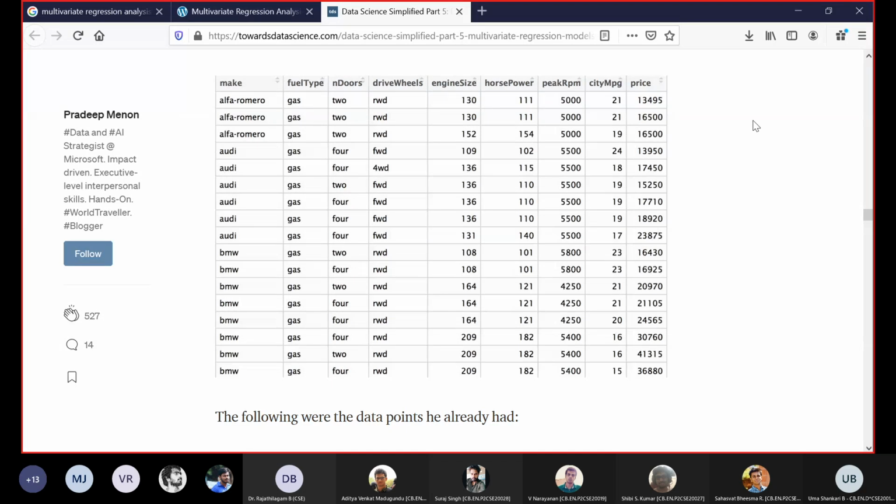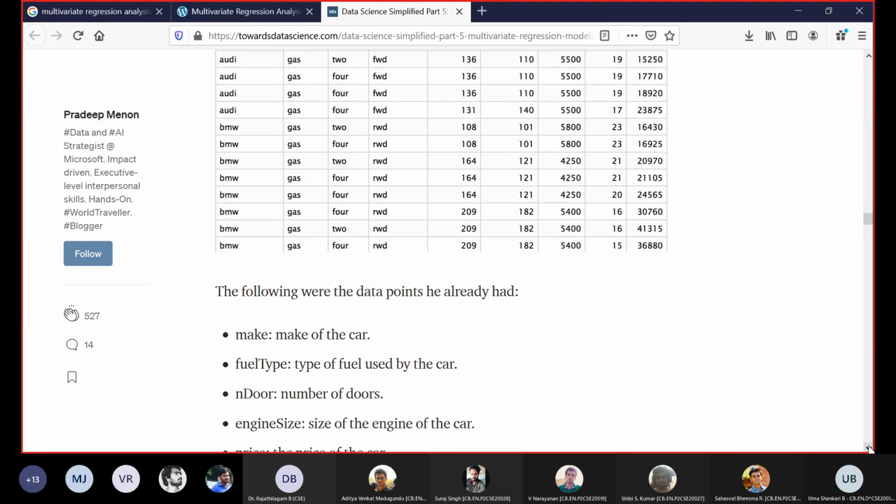Given a data set, you have the freedom to decide which variables to use and which ones not to use, depending on what question you want to answer, depending on what you would like to derive from the data set.